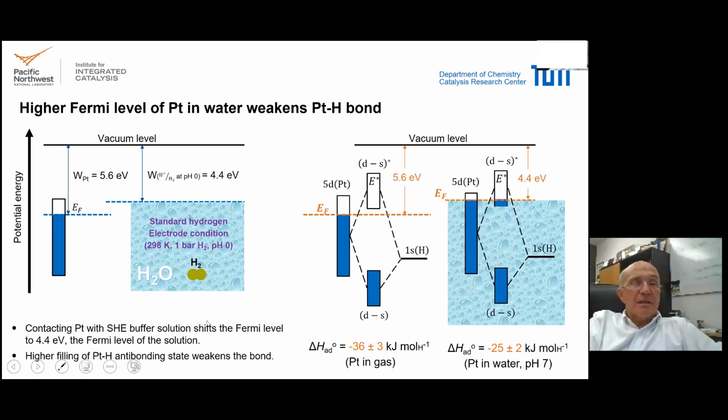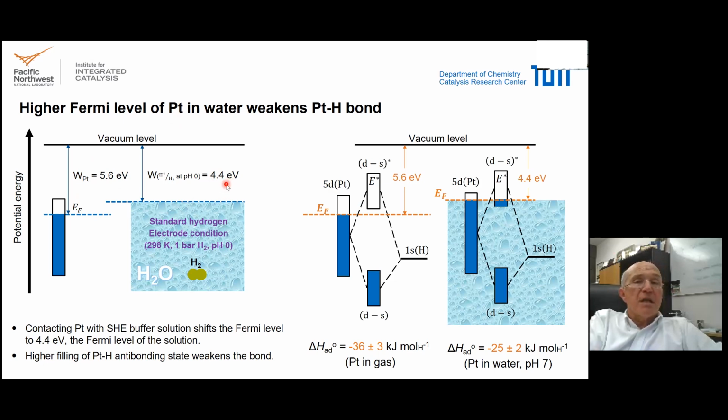Let us analyze this. Let us start with the impact of water on the Fermi level of the metal. And I'm talking about this here for the case of platinum. Platinum has a difference between the vacuum level and the Fermi level of about 5.6 eV. If we submerge it in water, that is reduced to the higher Fermi level that water has, and that then leads to about 4.4 eV.